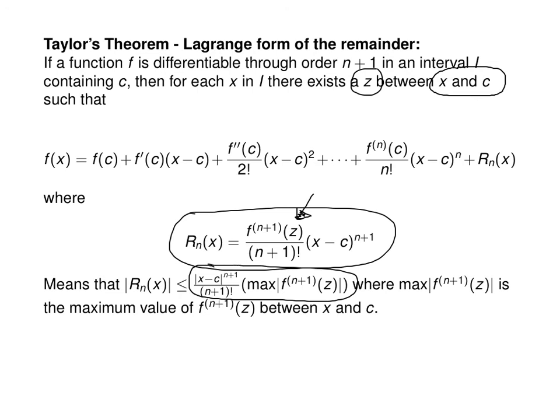So, the absolute value of x minus c to the power of n plus 1 over n plus 1 factorial, multiplied by the maximum value of the n plus first derivative. And it is possible to use calculus to find the maximum value of that derivative. Often it's the case that we're looking on a little closed interval and the maximum value is at one of the endpoints. But that will give us a bound on the error, like an absolute worst case scenario.